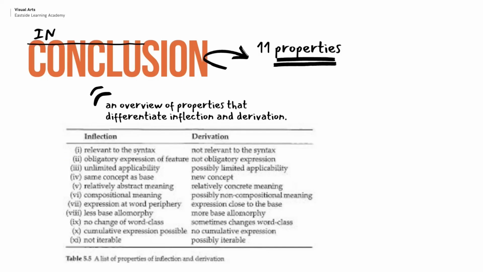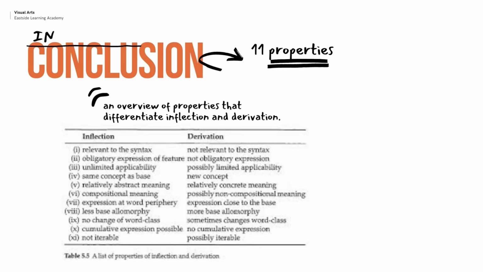To conclude, there are 11 properties to differentiate inflection and derivation morphology. Before we end this presentation, the table here gives an overview of the differences between inflectional and derivational morphology.